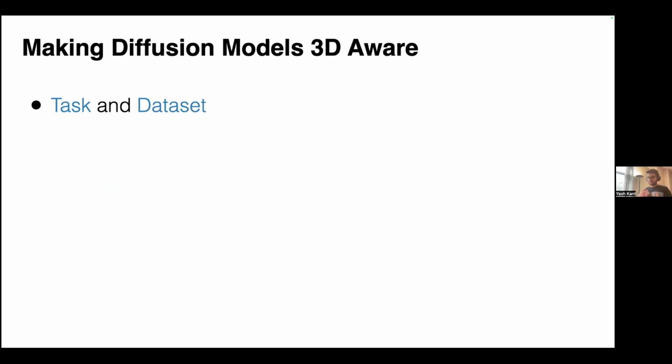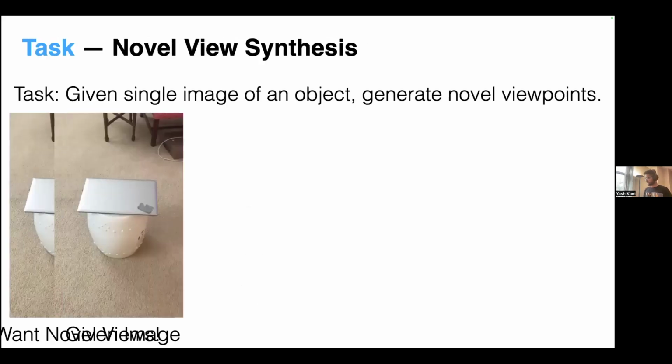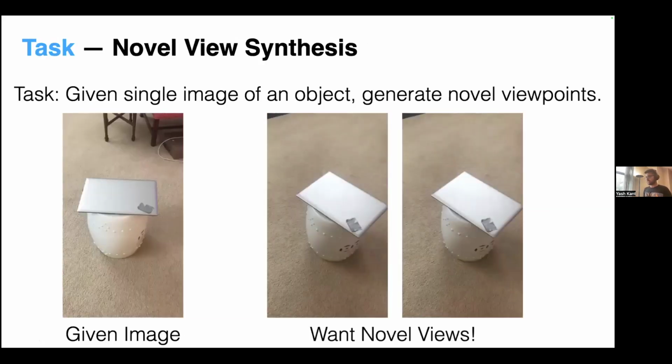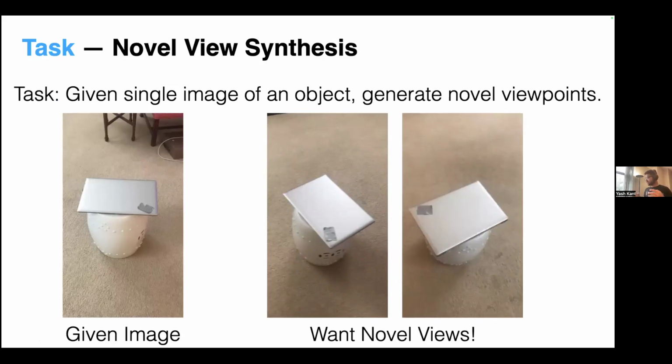So let's talk about the task and data set that we use. The task is simple. Given a single image of an object, we want to generate novel viewpoints. So for example, given this object of this laptop on a stool, we want to generate it from 2 different viewpoints.